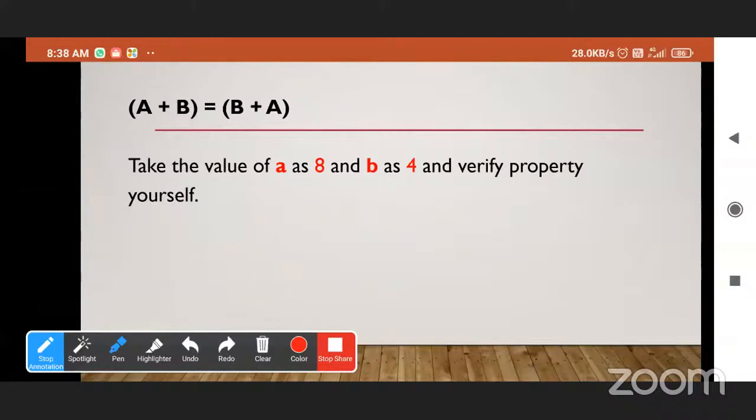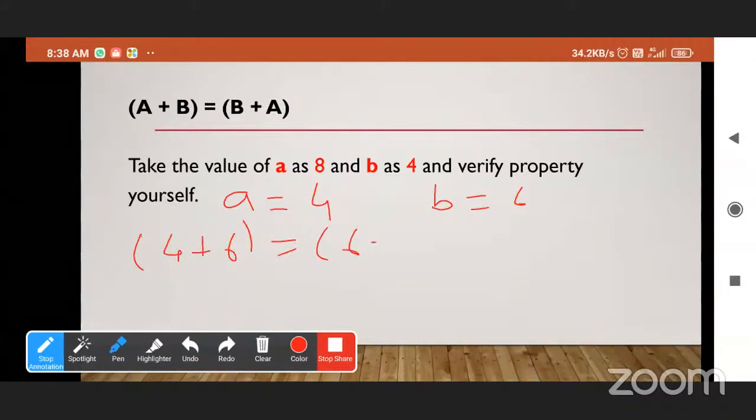Now, if we put A as 4 and B as 6. So, see, we will get 4 plus 6 is equal to 6 plus 4. So 4 plus 6 is 10. And 6 plus 4 is 10. Okay. It means here you will see that changing the order of the numbers, the sum of any two numbers and the sum obtained by reversing the order of the two numbers is the same. Okay. If we write 4 plus 6 or 6 plus 4, the value must be the same. So, here we verify the property.